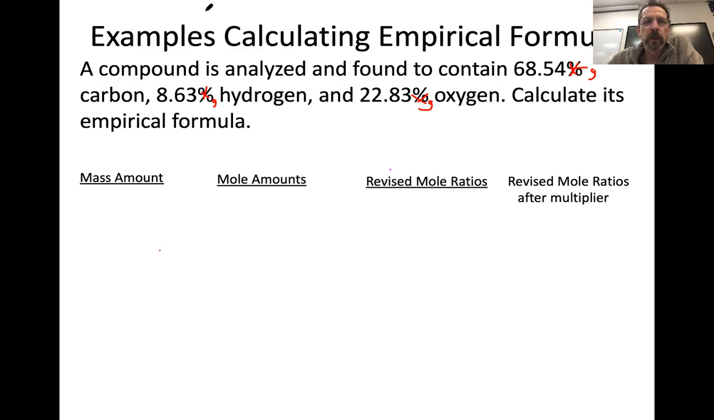What we're really doing is assuming that if we know what 100% of the compound is made of, we know the percentages, then we have 100 grams of the chemical. And if we had 100 grams of the chemical, 68.54 of them would be carbon in this case, 8.63 would be hydrogen, 22.83 grams would be oxygen. So percent to mass. All we're going to do is change that percentage sign for carbon to grams, and then we're going to do the same thing for hydrogen to grams, and then for oxygen to grams.